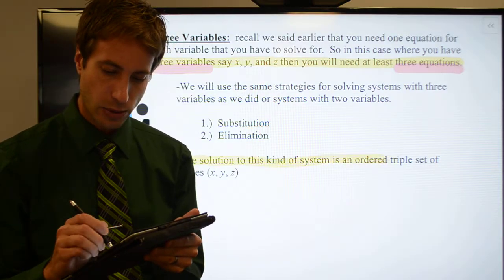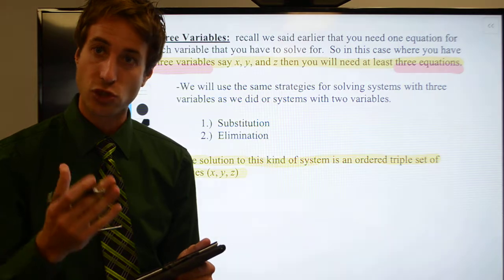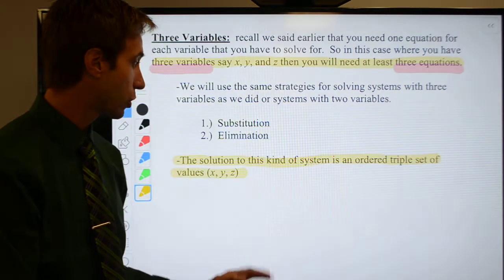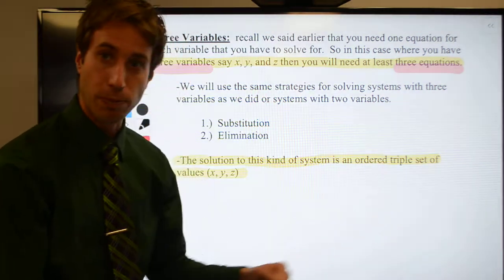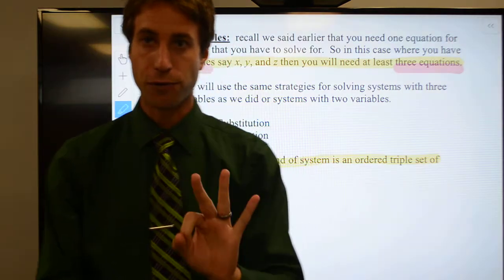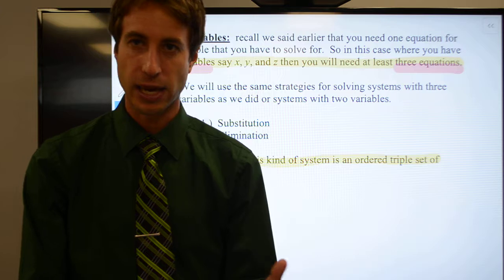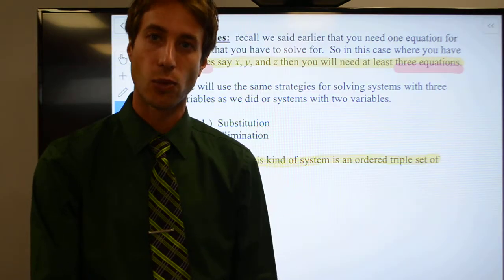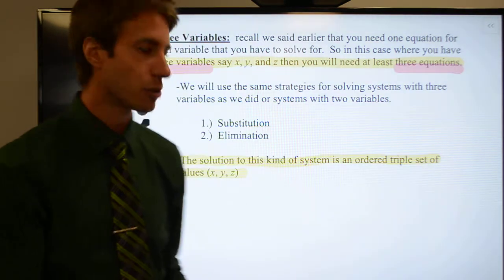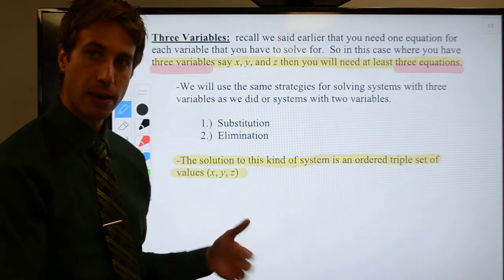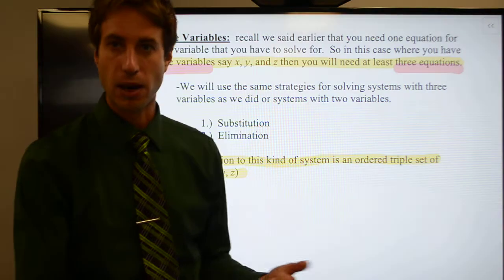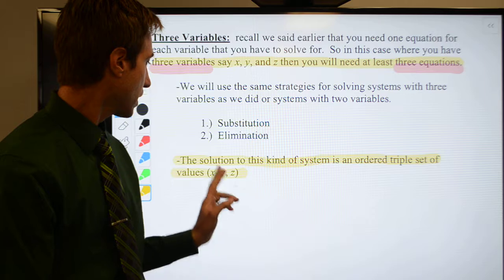One last thing to note here about the solution. Your solution is actually going to be what we call an ordered triple. The reason it's an ordered triple is that you have three variables, x, y, and z. Now, I'm sorry, it doesn't have to be an x, y, and z. Most of the time it'll be an x, y, and z. But whatever the variables are, you would have three of them, and so we will make them an ordered triple.